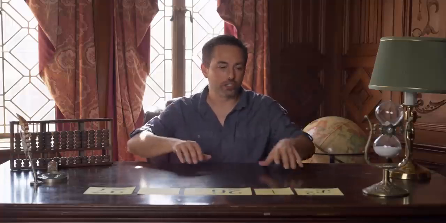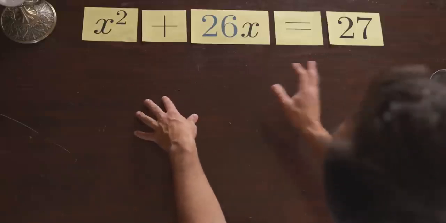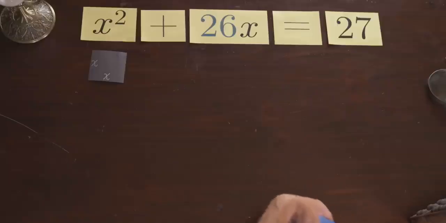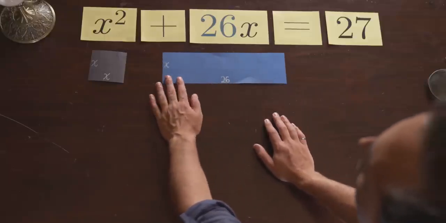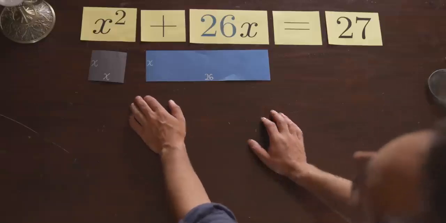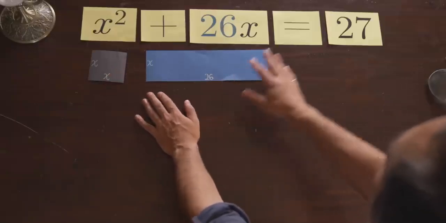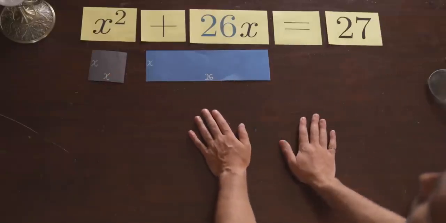Take, for example, the equation x squared plus 26x equals 27. Ancient mathematicians would think of the x squared term like a literal square with sides of length x. And then 26x, well, that would be a rectangle with one side of length 26 and the other side of length x. And these two areas together add to 27.